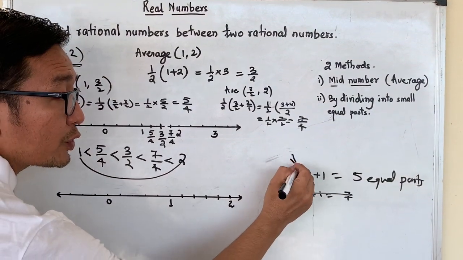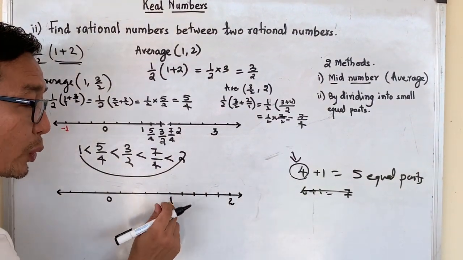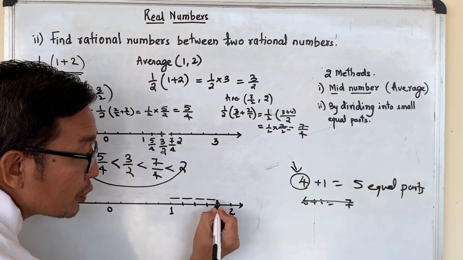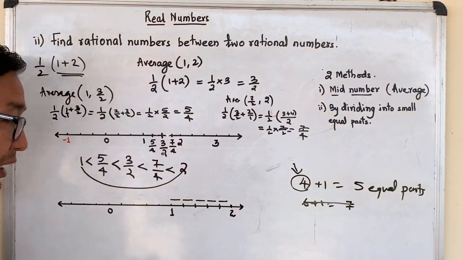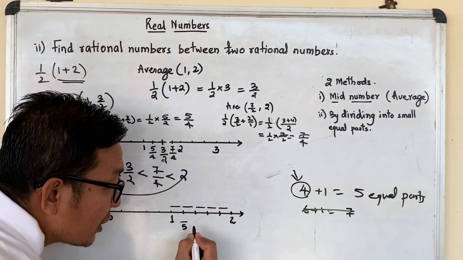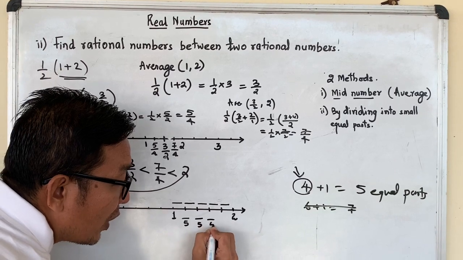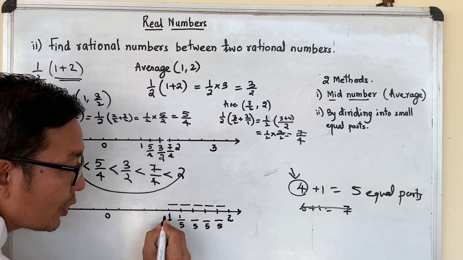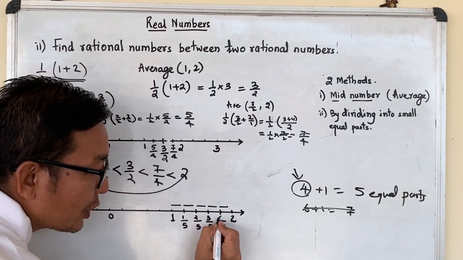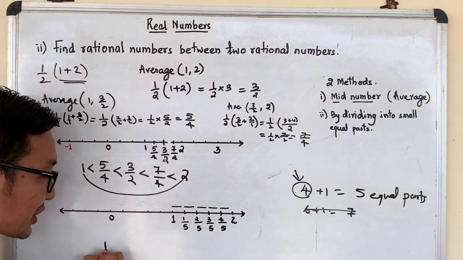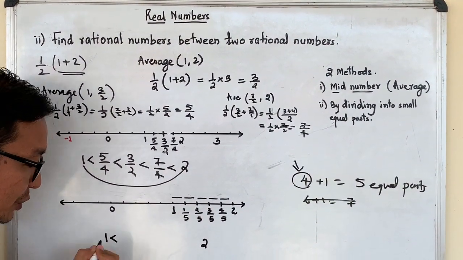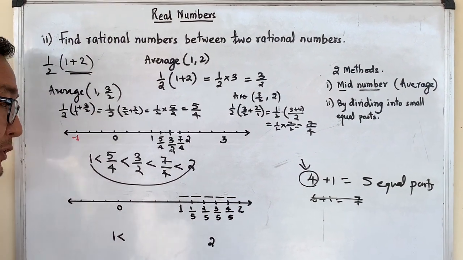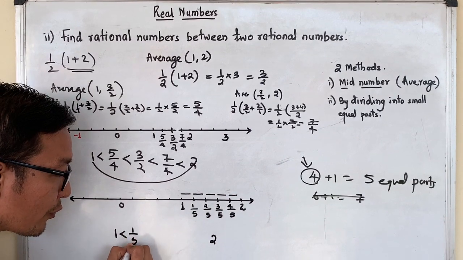So, we are asked to find 4 rational numbers. Therefore, we are going to divide this number into 5 equal parts. One, two, three, four. Two is greater than one, one is less than two. So the first one is 1/5.